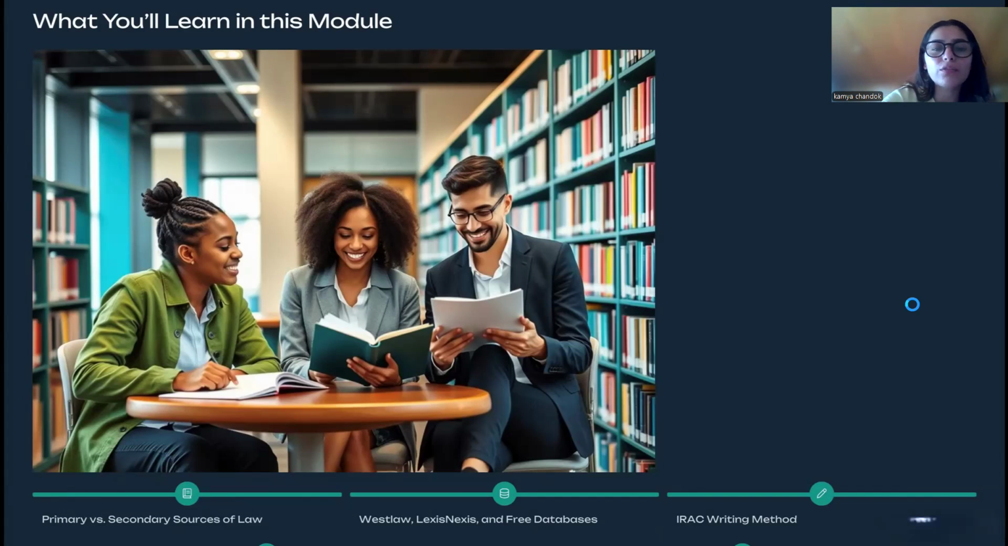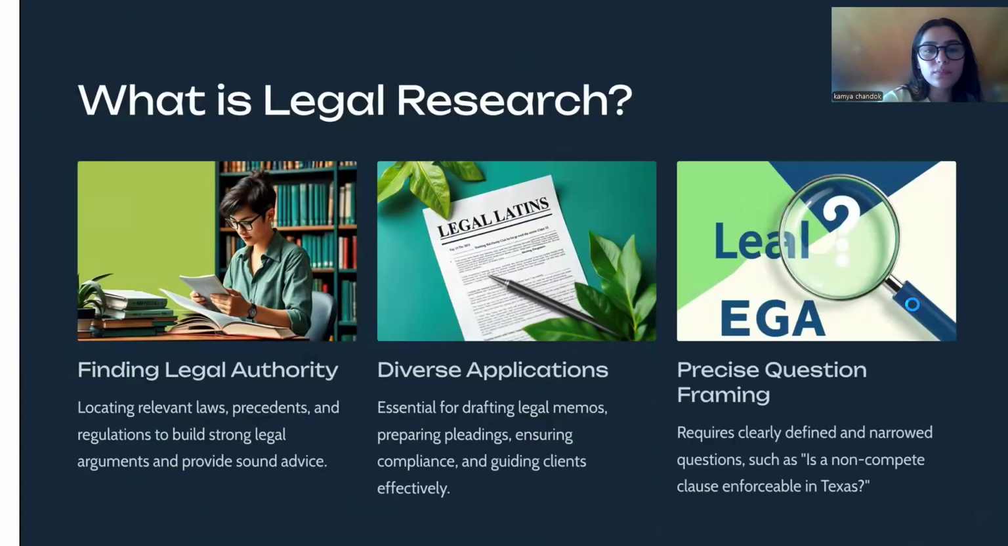By the end of this module, you'll know how to approach a legal research task from start to finish and how to structure the findings into a professional document. Okay, let's start with what is legal research. Legal research is all about finding the correct law or legal principle that applies to a client's problem.